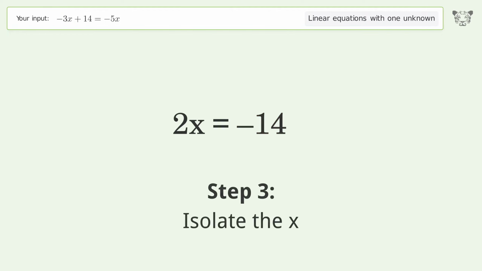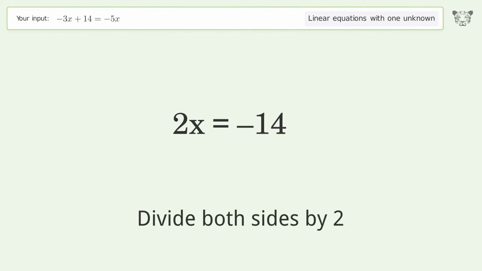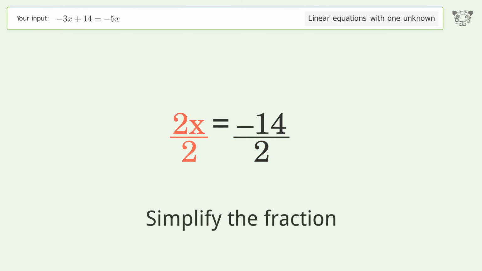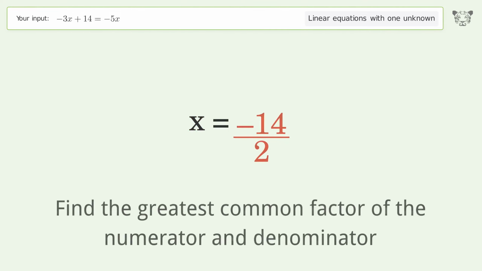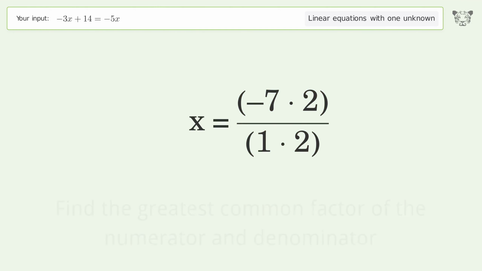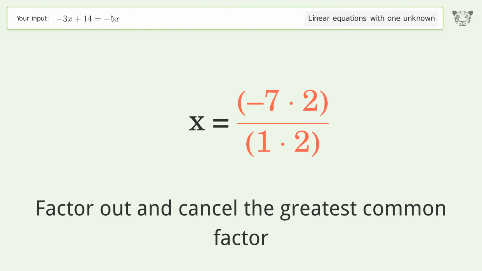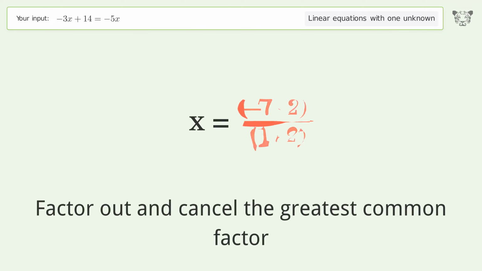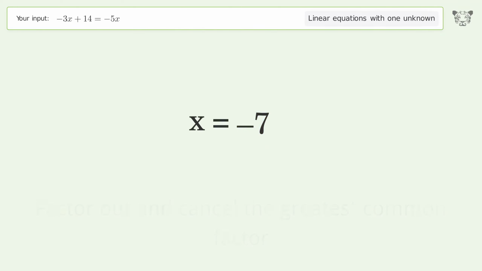Isolate the x. Divide both sides by 2. Simplify the fraction. Find the greatest common factor of the numerator and denominator. Factor out and cancel the greatest common factor. And so the final result is x equals -7.